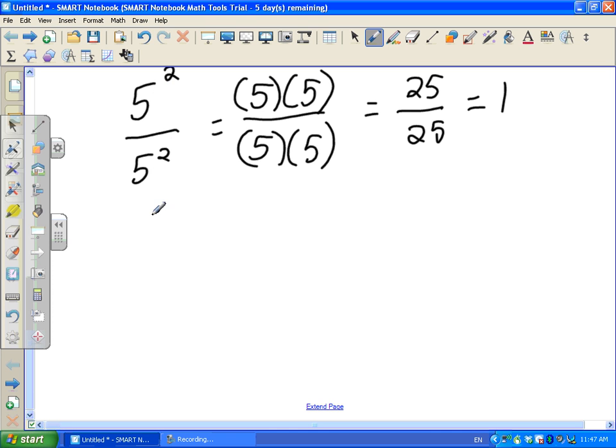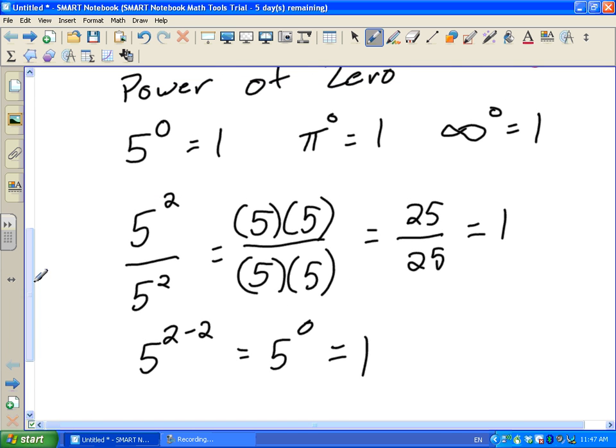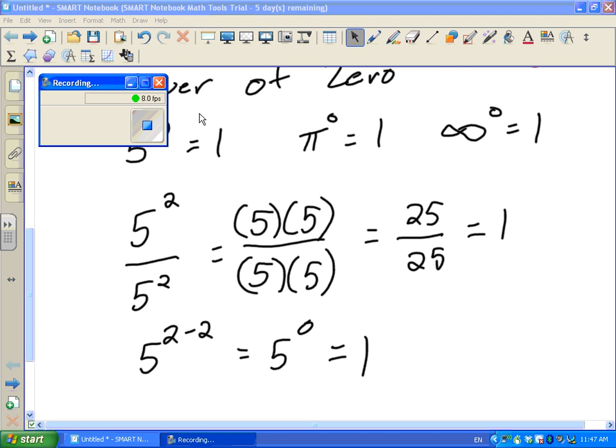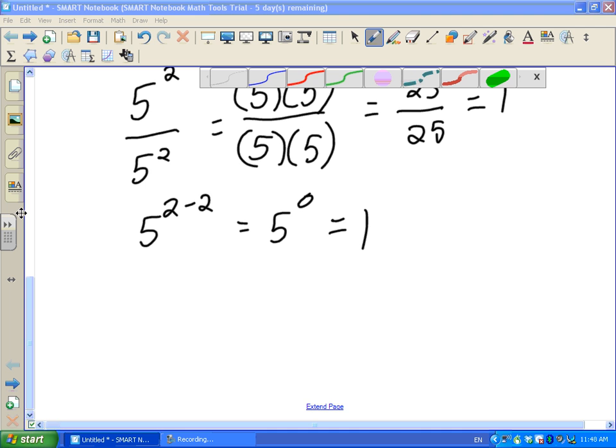So really, if you looked at this, by our rules we had before, all we had to do is take the two exponents, subtract them, and we know 5 to the power of 0 is 1. Right? This is like a shortcut to doing it. This is the proof. Do you guys have any questions about that? I feel 0 is very, very straightforward. Just remember that. Anything to the power of 0 is equal to 1. It does not matter what the base is.